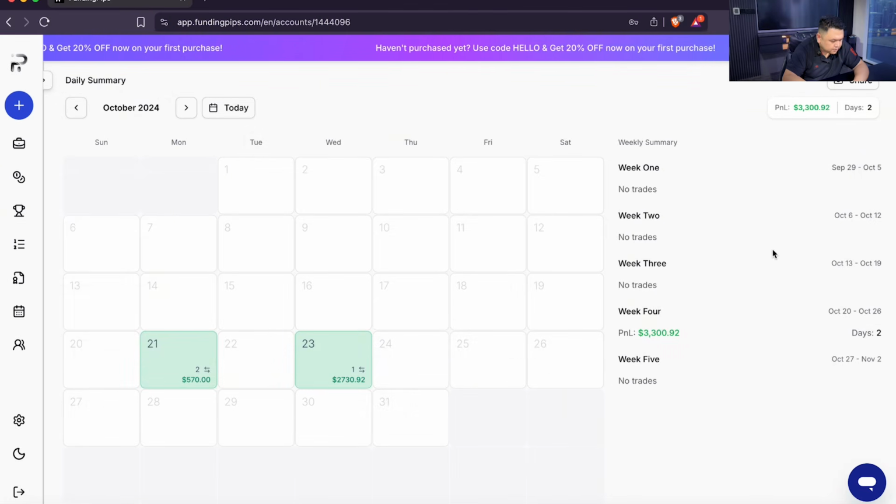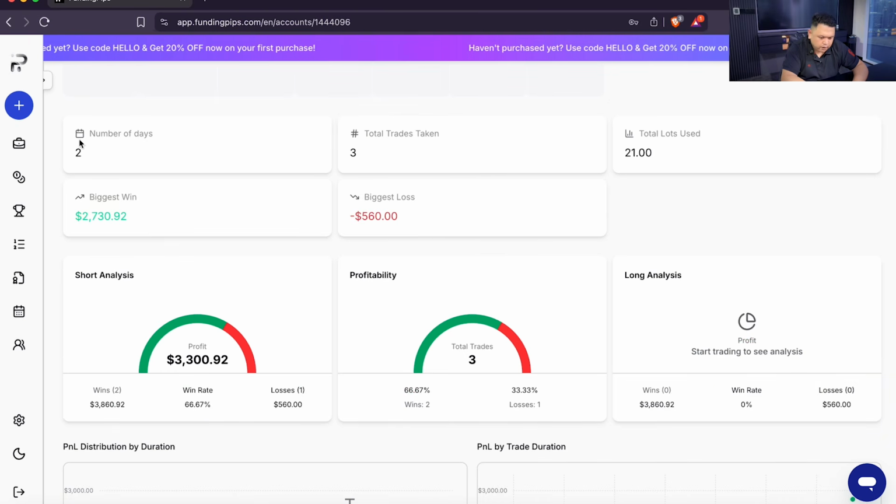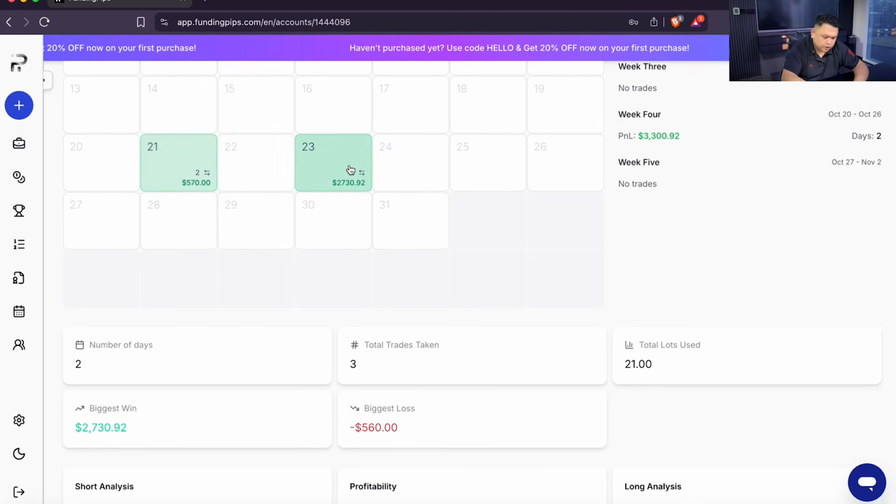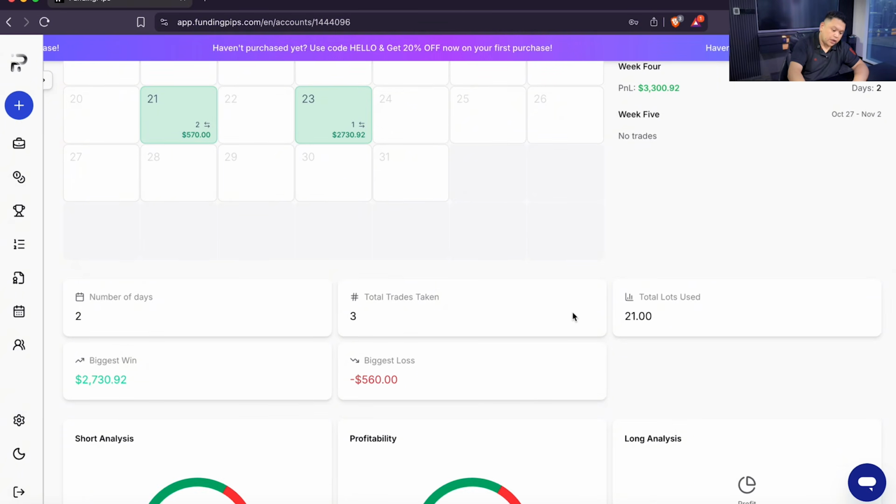Right beside this, you can see this is week 4. So this is week 1, 2, 3, week 4. This is the total profits or losses that I've made. I've traded for 2 total days, and this is the total profits that I've made. And you'll see a summary of that right here. This is exactly what I've said: traded for 2 days, on the 21st and on the 23rd. I made 3 total trades. I've used up a total of 21 lots.